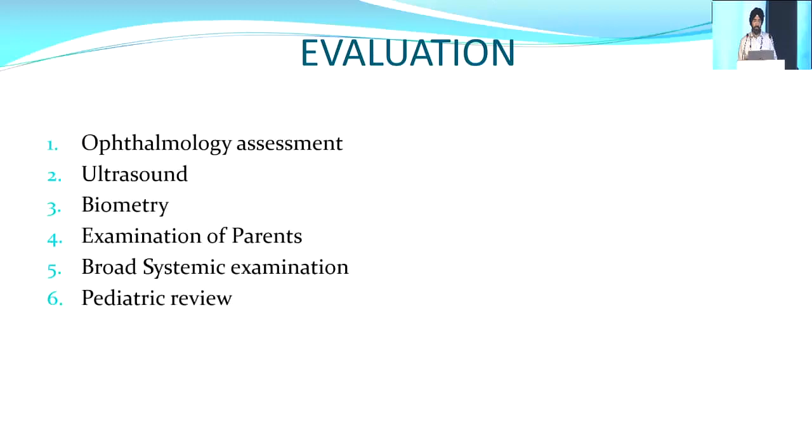So the evaluation goes, obviously, you as an ophthalmologist would do your ophthalmology examination assessment first when the child presents to you. The ancillary things you can do are ultrasound, and biometry has to be done if you're planning surgery. Examination of the parents is very important. A broad systemic examination, of course, you're not a pediatrician, but just a broad outlook. I mean, what the child has, maybe some kind of dysmorphic features, and yes, a pediatrician review is also important.